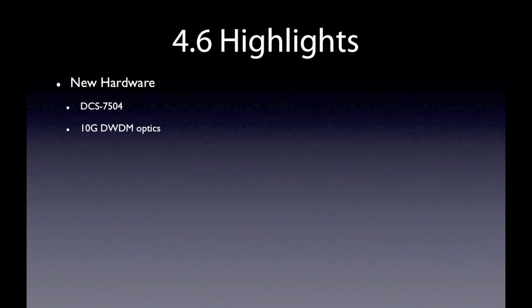The 4.6 release also adds support for several new products. We're really excited to announce the DCS 7504, a 4-slot modular chassis, and the latest member of the 7500 series of modular systems. We're also one of the first vendors to support 10 gig DWDM optics in an SFP Plus form factor for long-haul links up to 40 kilometers.